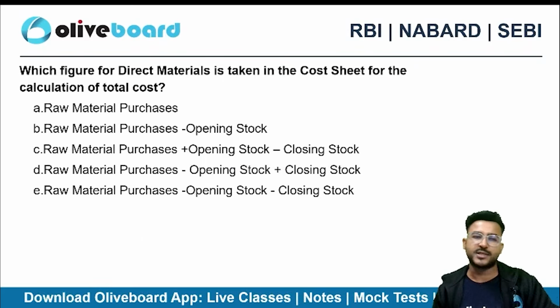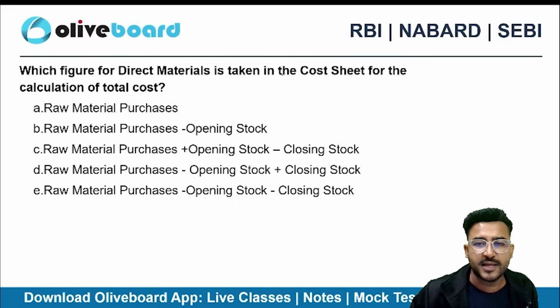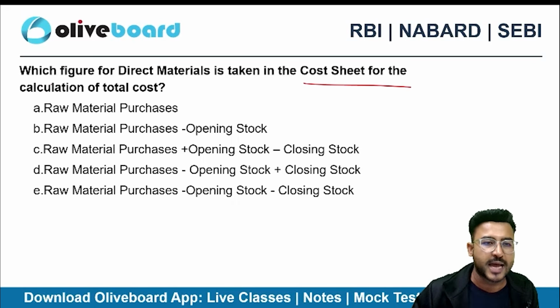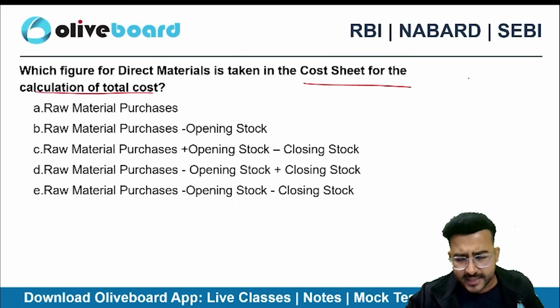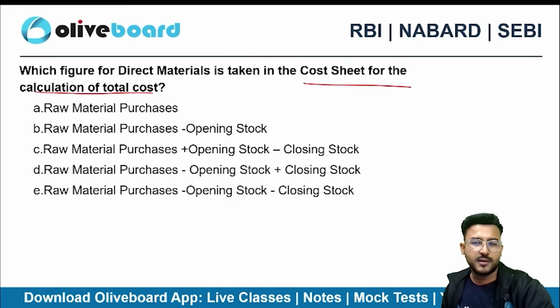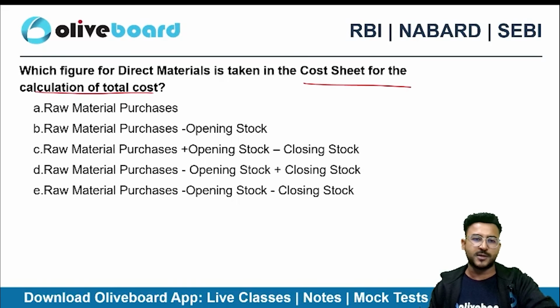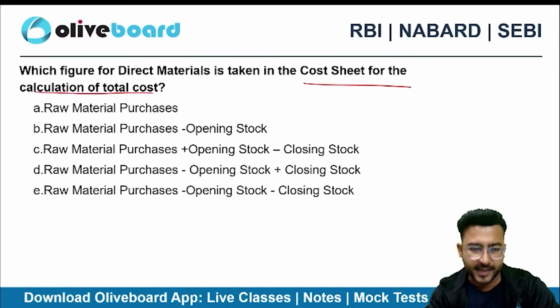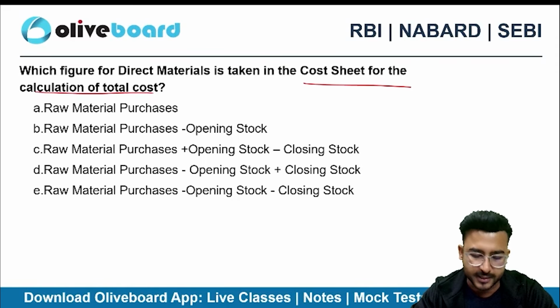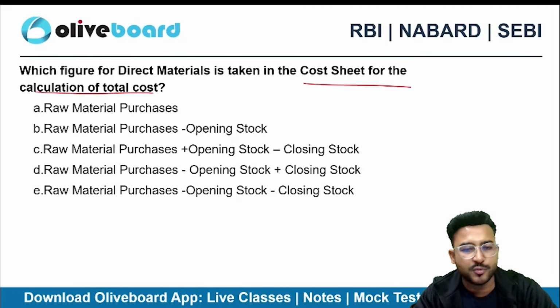Okay. Next one. Which figure of the direct material is taken in the cost sheet for the calculation of the total cost? A very simple one. Bahut baar aaya hai examination ke andar, especially Phase 1 ka favourite question hota hai, ya toh numerical aa jata hai ya phir directly formula aa jata hai. And a very simple one. Which figure of direct material we take? We take direct material consumed, right?